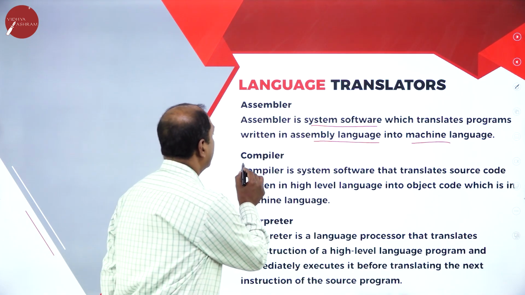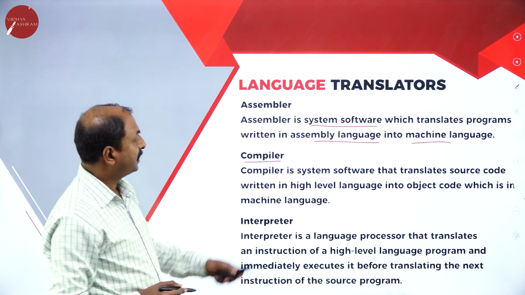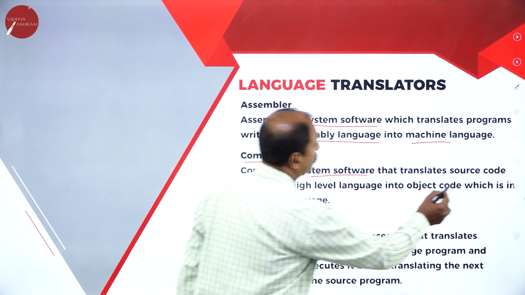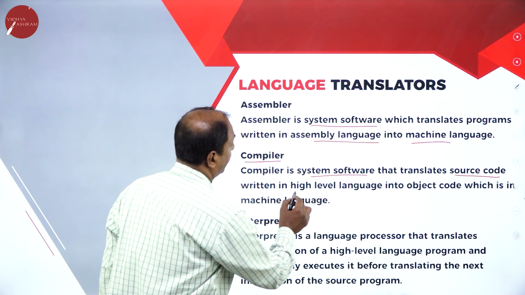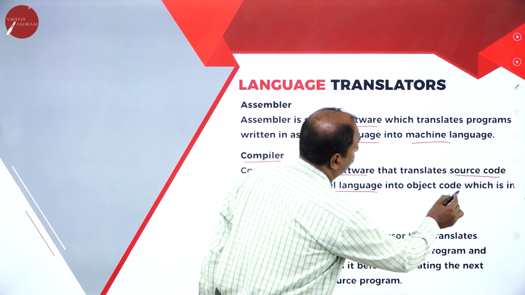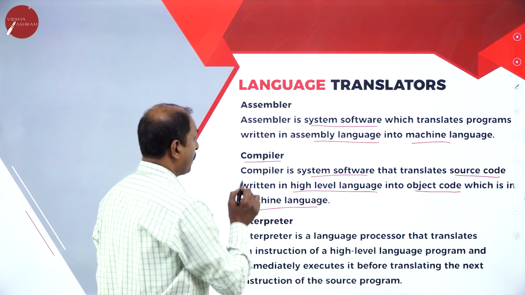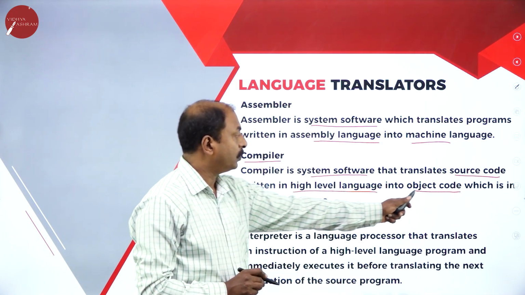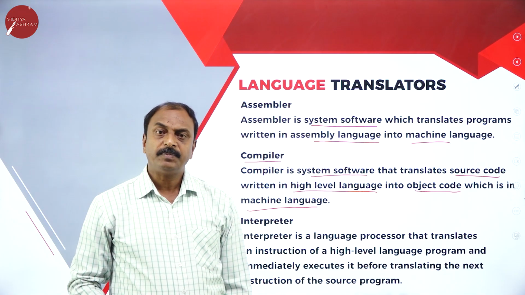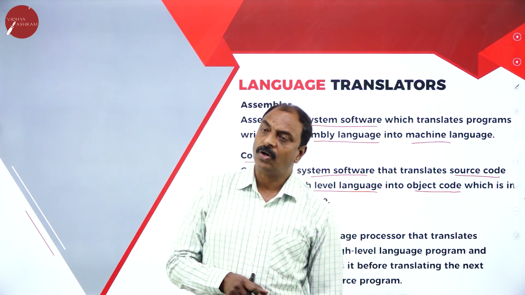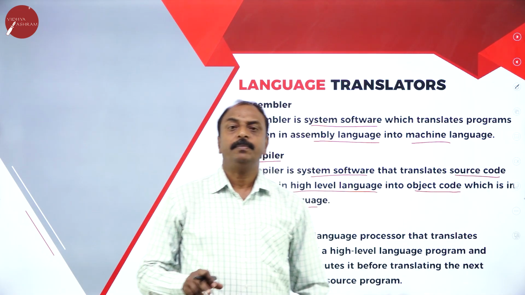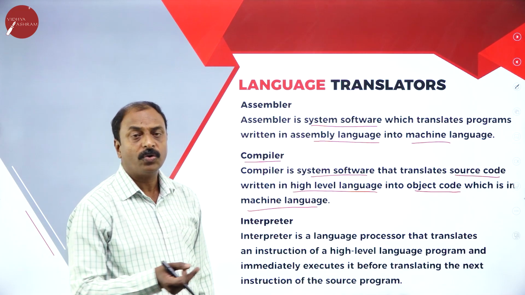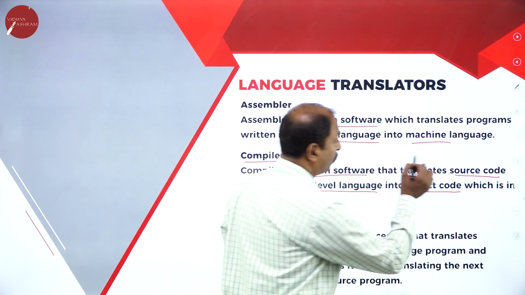Now let us see what compilers are. A compiler is a system software that translates the source code written in high level language into object code, which is a machine level language. So here we are using the two words source code and object code. So what is a source code? The programs written in high level language are called source code, and they have to be translated into machine level language. After translation, we get a file or a code. Those files are called object code.